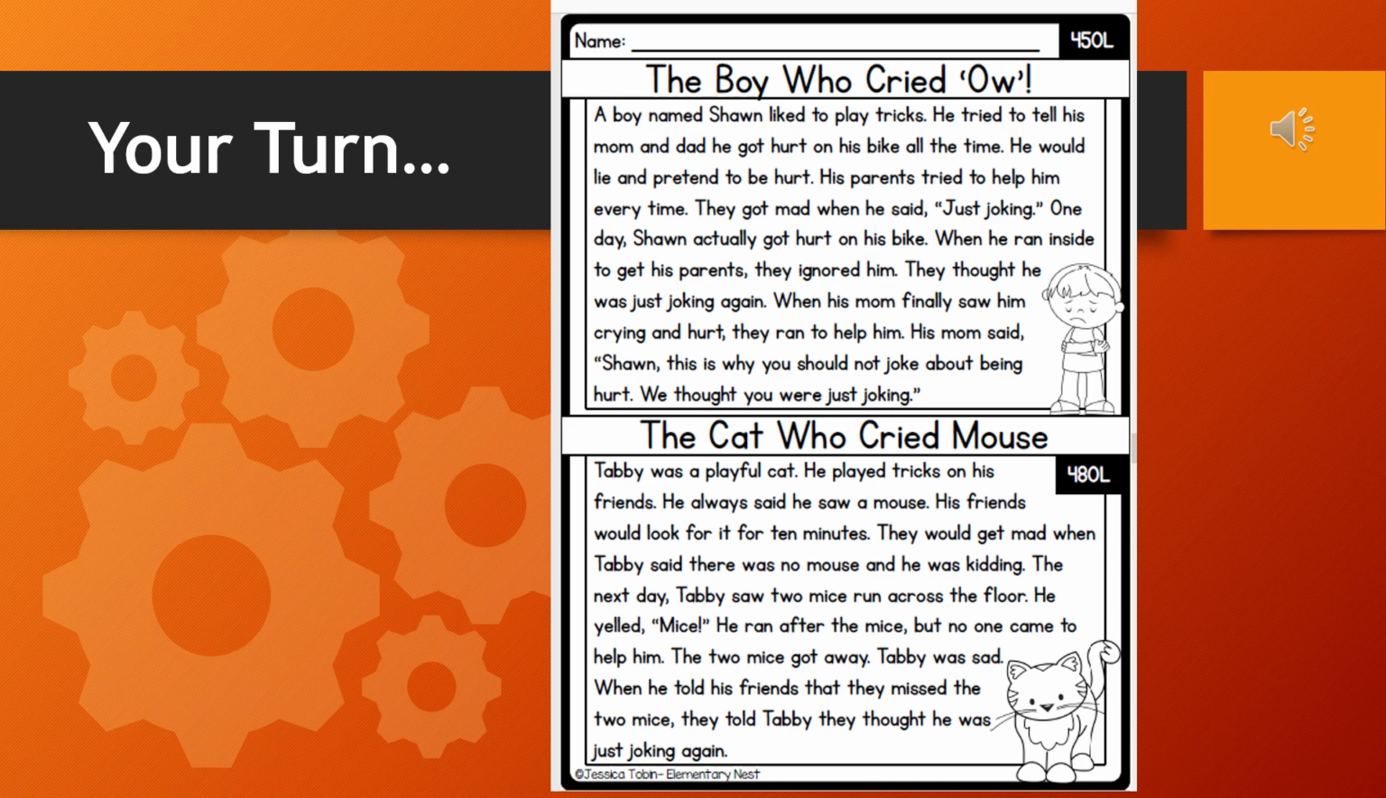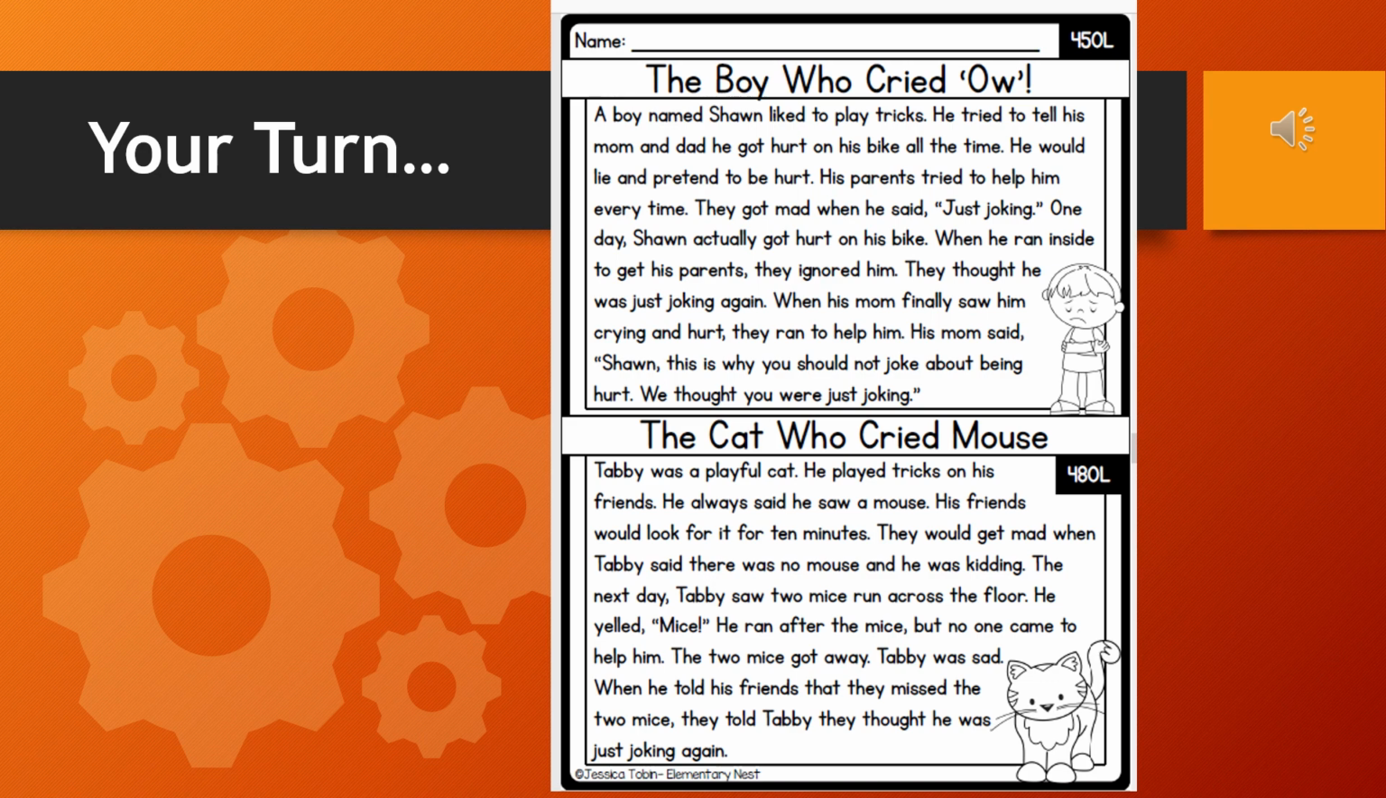One day, Sean actually got hurt on his bike. When he ran inside to get his parents, they ignored him. They thought he was just joking again. When his mom finally saw him crying and hurt, they ran to help him. His mom said, "Sean, this is why you should not joke about being hurt. We thought you were just joking."